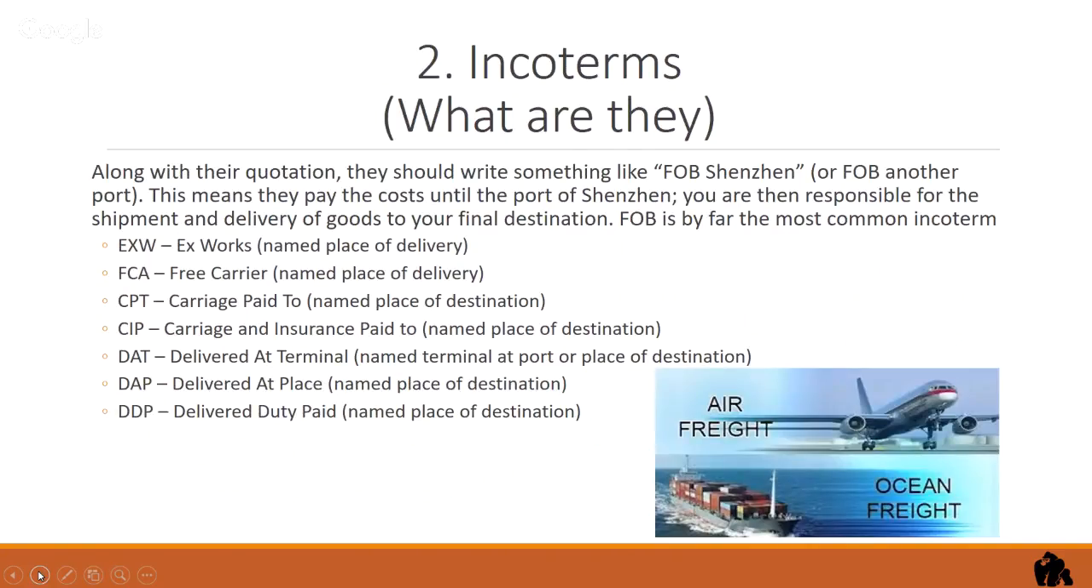Okay, Incoterms. And again, I'm not going to go top level here. The next slide goes into more detail, but again, you can have a look at this later. Let's have a look at the FOB to start with. Along with the quotation, you should write something like FOB Shenzhen, for example, if my supplier is in Shenzhen, or FOB another port. This means that they pay for the goods until the port of Shenzhen. Well, actually, it's changed now. In 2010, it changed. So it's actually on the vessel or on the airplane. Okay, that is where they pay.